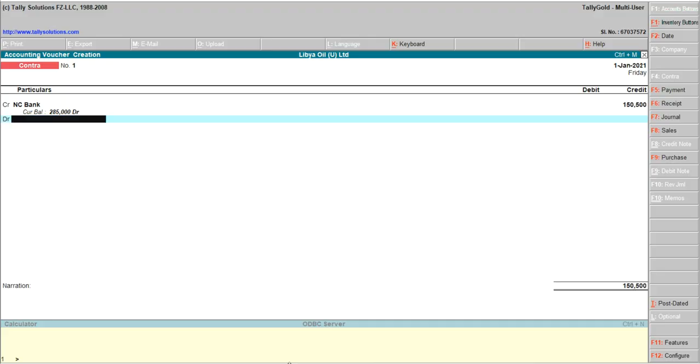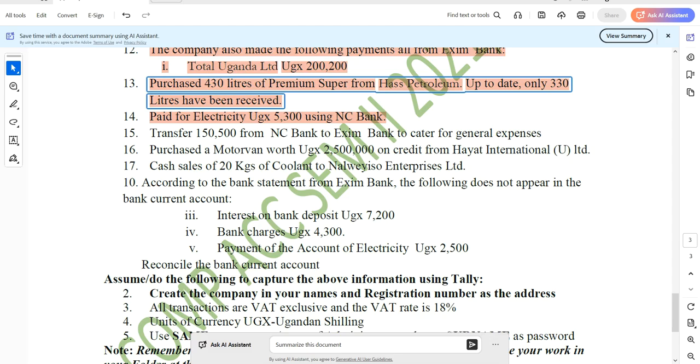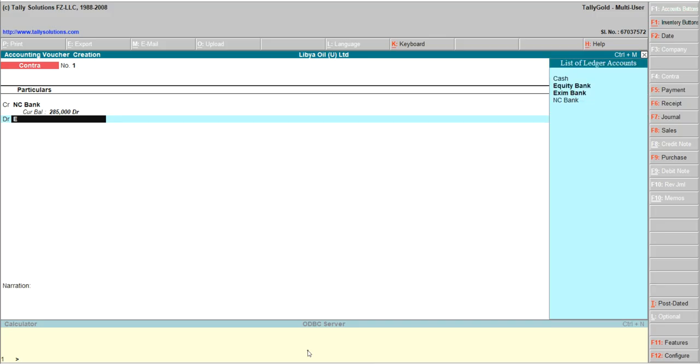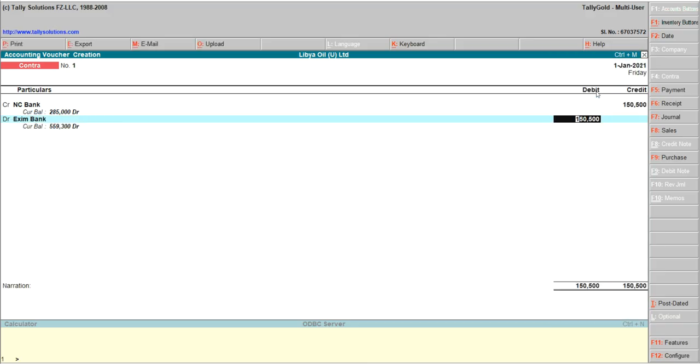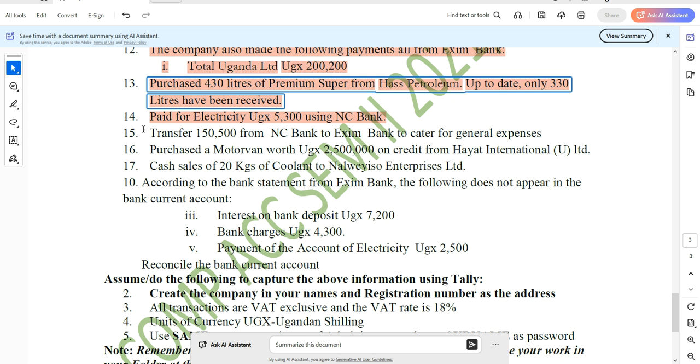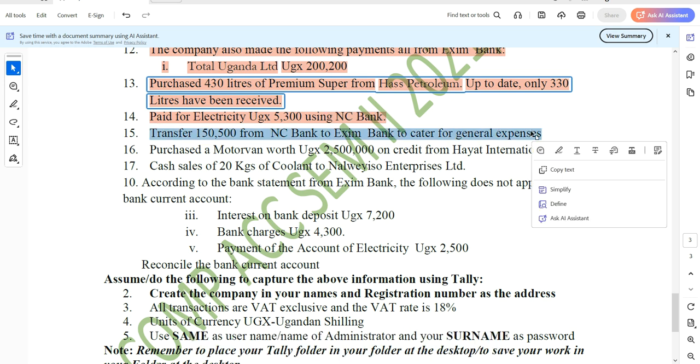This money is transferred to which account? The money is transferred to Exim, the business's current account bank. Current account, Exim. 150,500, enter. Yes, accept. Next is what?